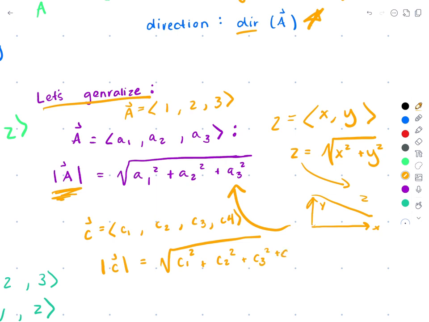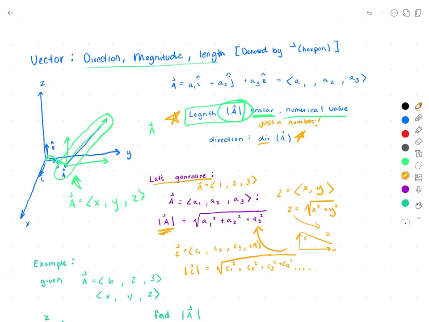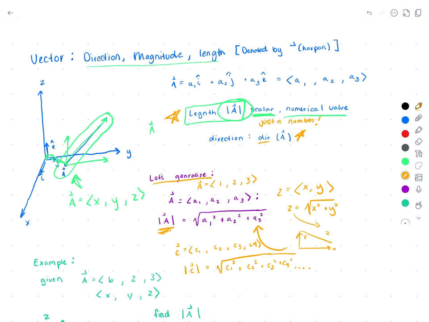All of this goes to say, let's generalize, is that I can take my parametrics, I can square each component, and that'll give me its length, which again will be a scalar.